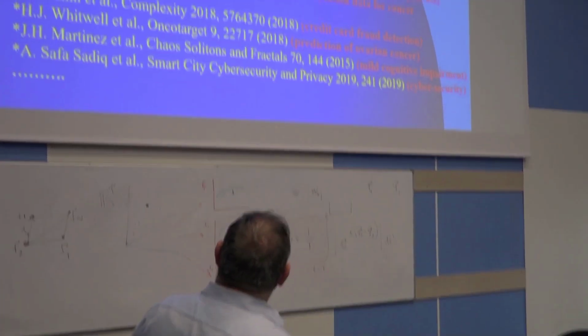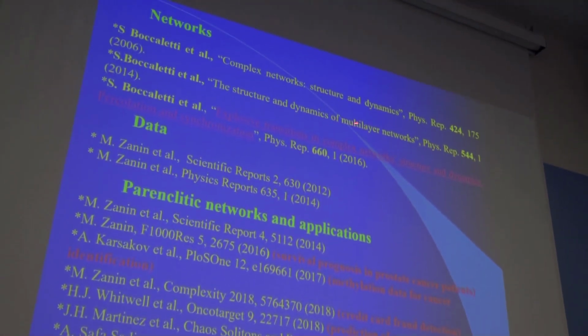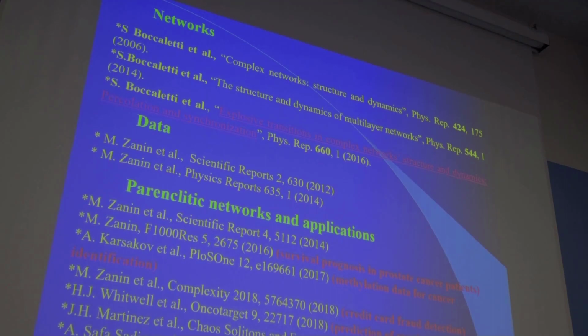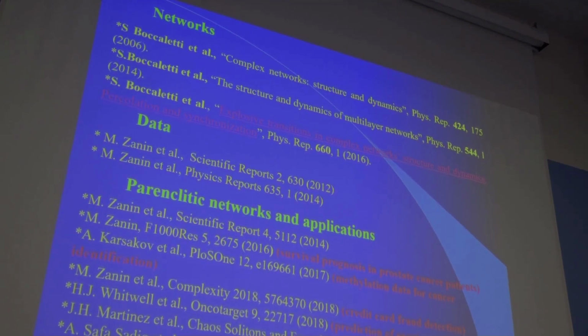Then we made the same, but now applied to multi-layer networks. I didn't speak about multi-layer networks, but multi-layer networks are those networks in which you have different layers of interactions. If you are interested in this, this was published in 2014. Again, it is almost 100 pages of review with more than 500-600 references on networks.